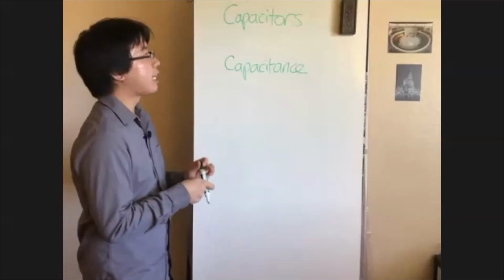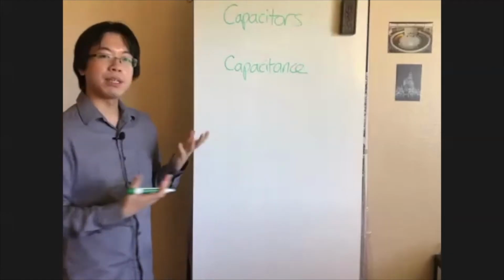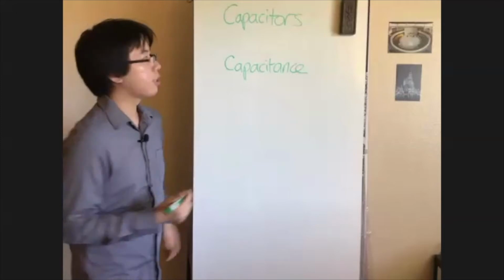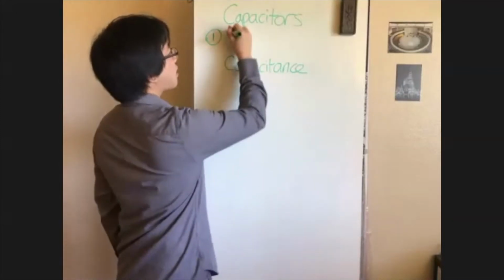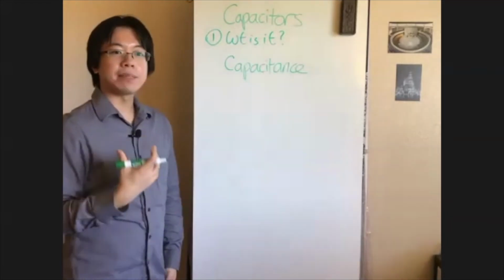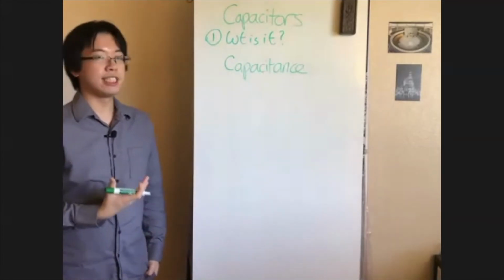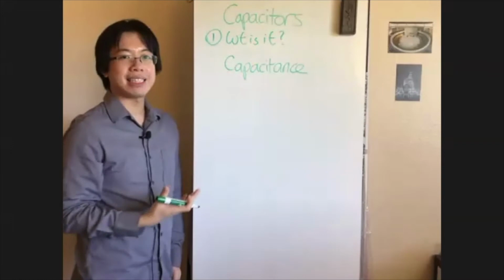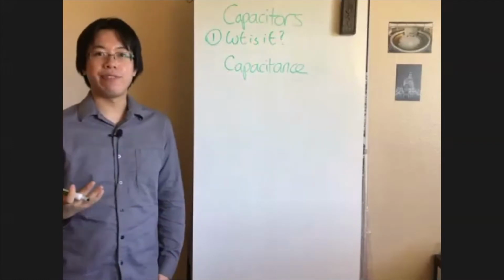So how do I learn new things? When I come across a new topic in physics, how do you learn it? The first thing I would do is ask myself, what is it? And ask myself, can I explain that to an 8-year-old? Can I explain this concept? What is a capacitor to someone who never studied physics before?